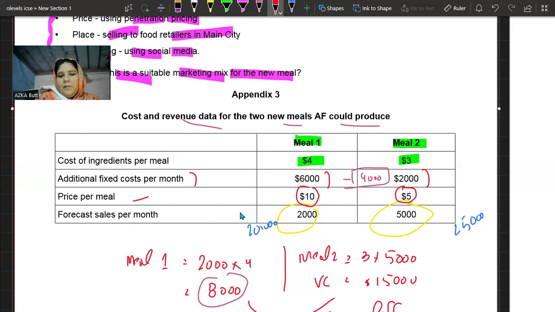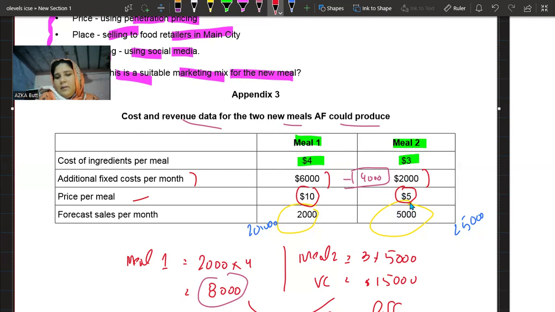And forecast sales per month: for meal one it is 2000 and for meal two it is 5000. So the forecast sales per month is more for meal two and less for meal one, and this is just because prices are decreased, prices are very low.